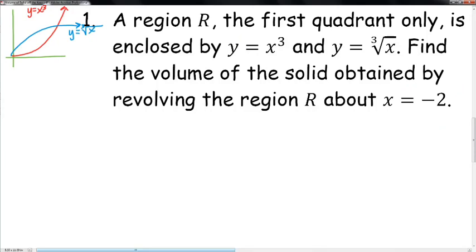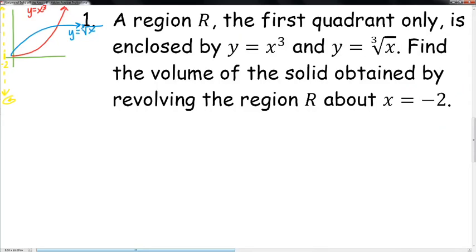And now we're rotating about x equals -2. So I'll just pretend that this is where -2 is. Sorry, it's a little off the charts here. So we're rotating around x equals -2. Sorry about this, it is not to scale. Just work with me.